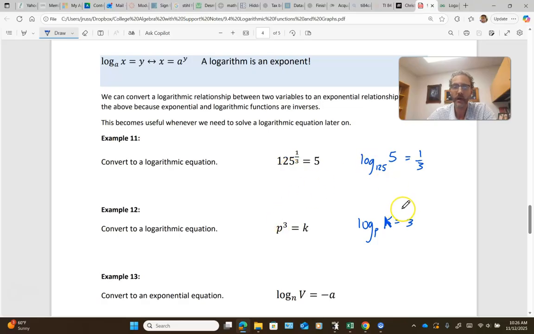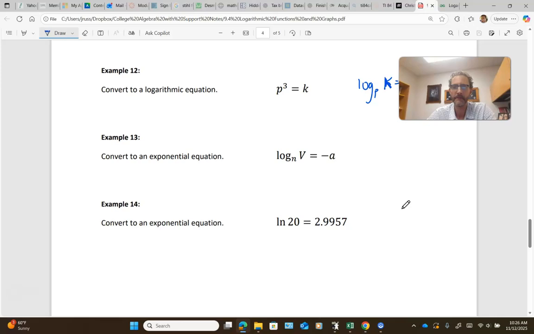Now, what if we want to go in the opposite direction? Well, it's very similar, okay? Whatever the base of the logarithm is, that will become the base of your exponential equation. So this will become n to the power of negative a, and then this will equal v. In other words, you can think about it like just throw away the logarithm and then swap the v and the negative a. Swap these two numbers.